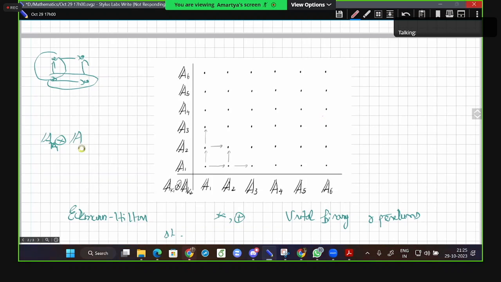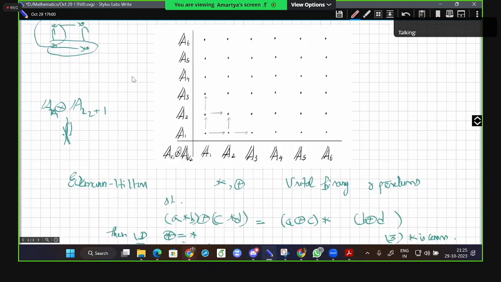Sorry, there seems to be something wrong with the pencil. The point is that this is k1. So this is like A_{k1} tensor A_{k2+1}. This is A_{k1} tensor A_{k2}, and this is A_{k1+1} tensor A_{k2}, and this is A_{k1+1} tensor A_{k2+1}. So this is what I wanted to say basically.